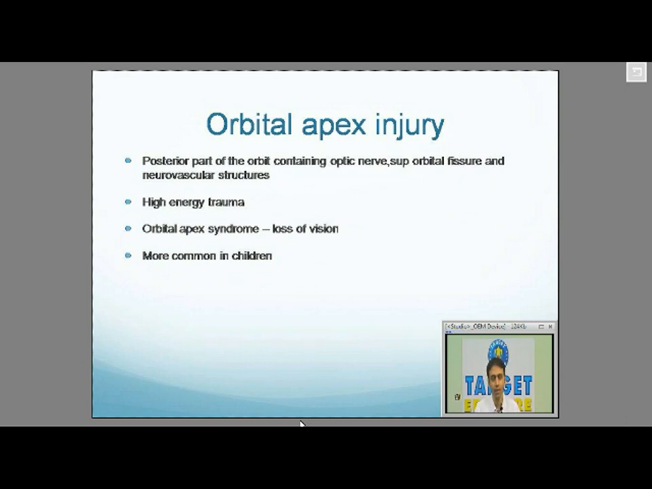Going on to our next slide, I'll discuss orbital apex injury. What is orbital apex injury? It is seen mostly in cases of high energy trauma, most commonly in children, because the apical part of the orbit is not well developed in these children, mostly in the age group of 5 to 6 years. So any high energy impact on the globe from outside creates a great amount of intraocular pressure, which leads to orbital apex fracture.